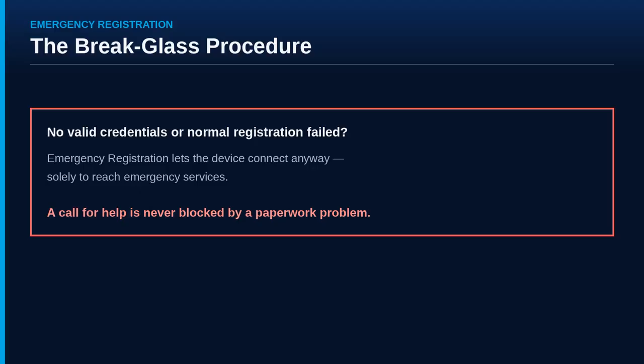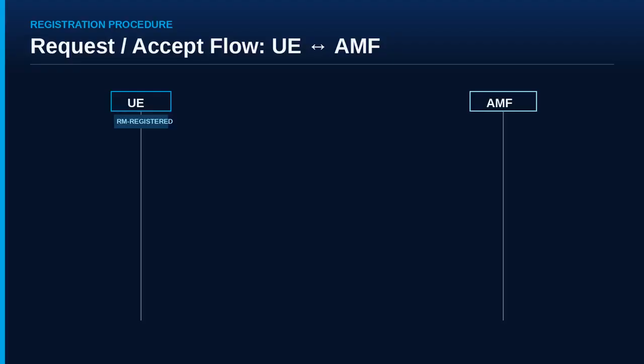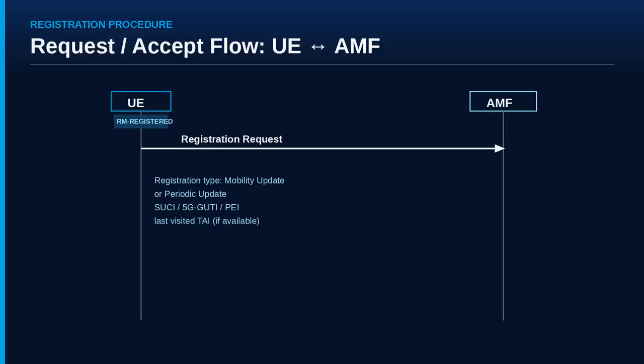Let's watch this actually happen, message by message. Our device is sitting in the RM registered state, already known to the network. Something triggers an update. Maybe it crossed a tracking area boundary, maybe its timer expired, so it sends a registration request to the AMF. Watch what's packed inside that one message. First, the registration type. It explicitly tells the AMF this is a mobility registration update, or this is a periodic registration update, so the network knows which situation it's handling.